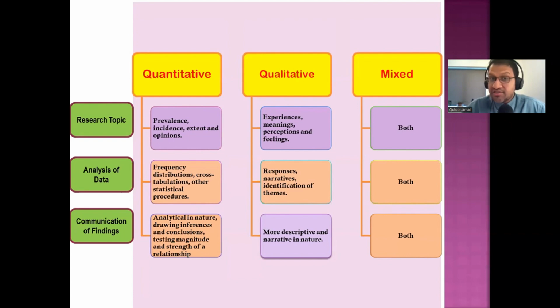In qualitative studies, it's again very descriptive. You try to understand the experiences, meanings, perceptions and, most importantly, feelings, and then you pick up themes from that. Once it is all well described and you've done all the interviews with the participants, you sit and look into it and pick up the common themes: what keeps coming up repeatedly among participants, and then you arrive at a particular conclusion.